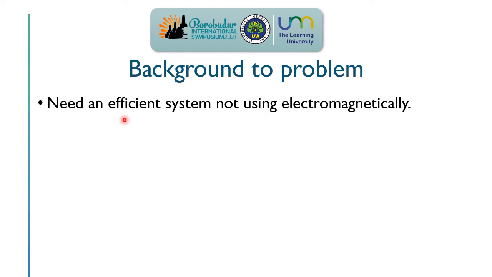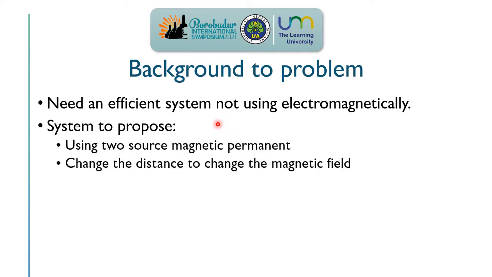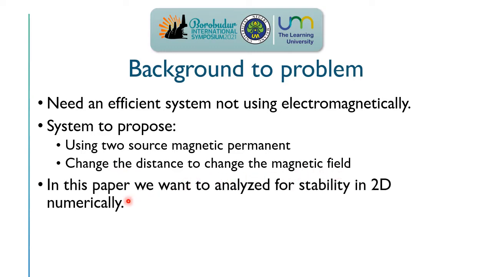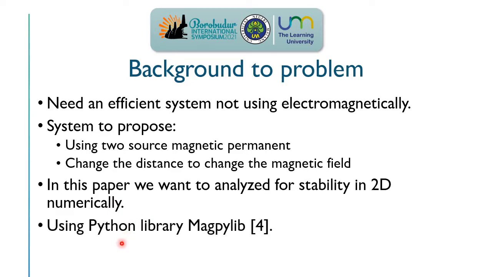We need an efficient system, not using electromagnets. The system we propose uses two permanent magnetic sources. Change the distance to change the magnetic field. In this paper, we want to analyze its stability in 2D numerically using the Python library MyPy.